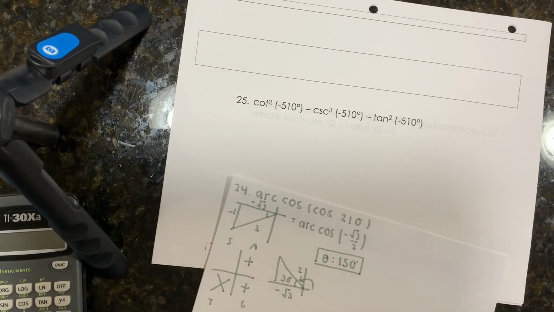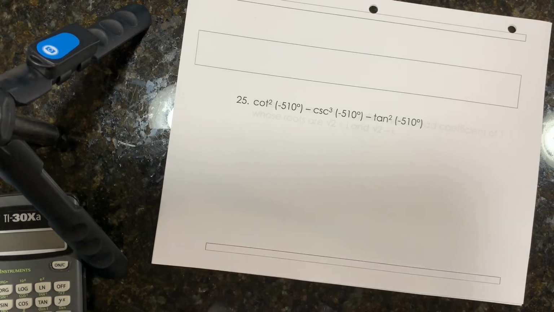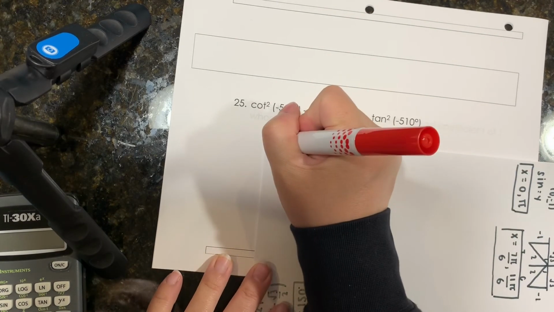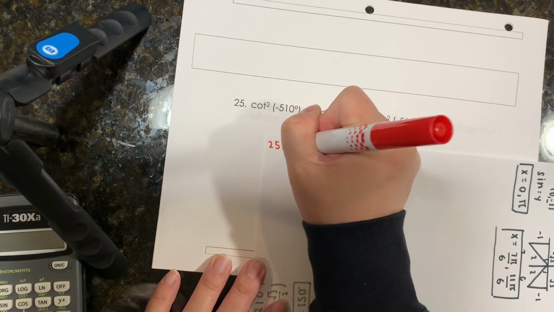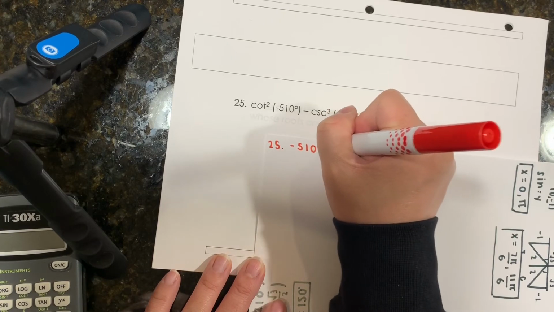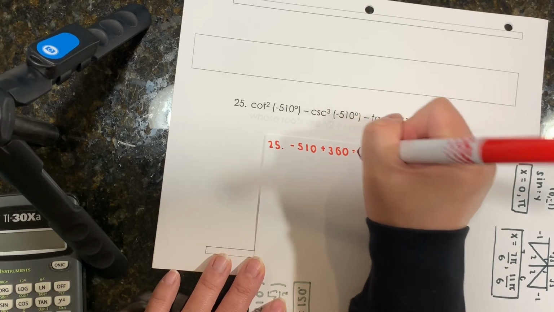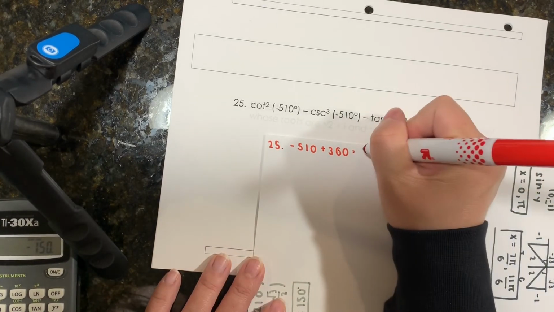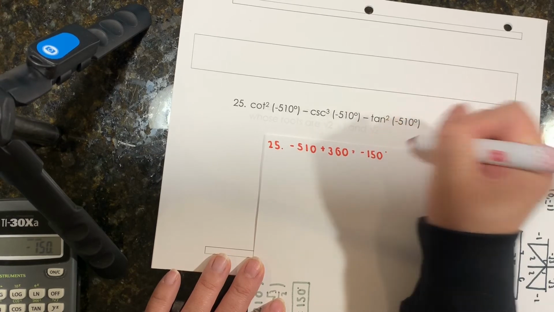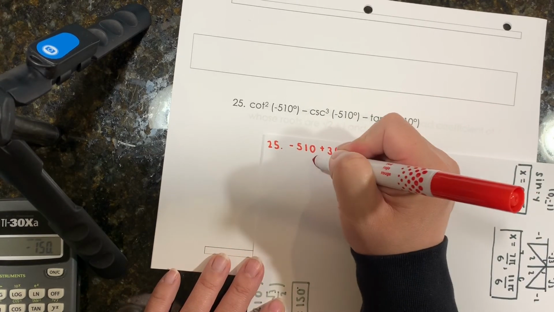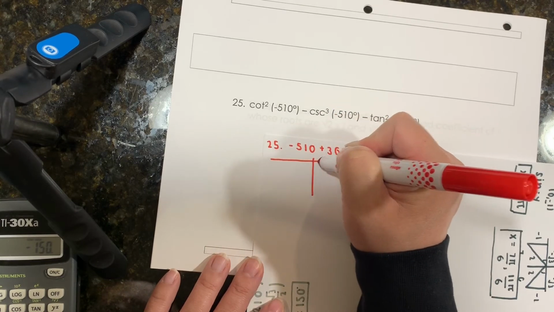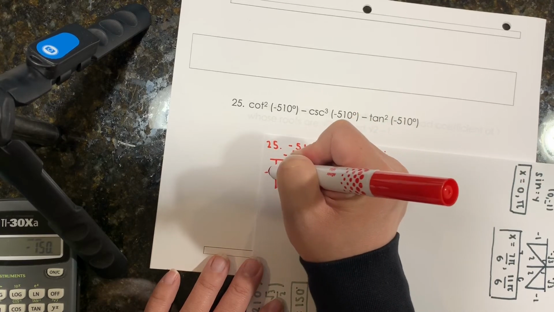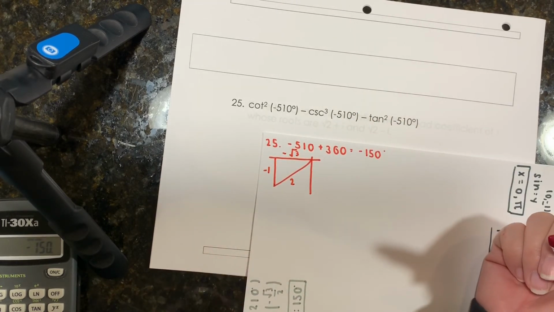Now for this next one, negative 510 degrees, I'm going to evaluate that first. So negative 510 is greater than 360 in magnitude. So for number 25, your first step is actually to add 360 to that. So negative 510 plus 360 would give us negative 150. So negative 150 would be in quadrant 3 with a 30-degree angle. The adjacent would be negative root 3, opposite would be negative 1, hypotenuse would be 2.